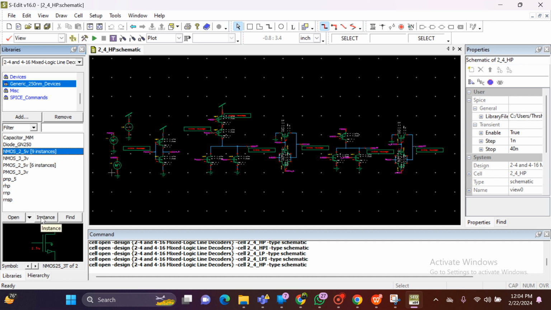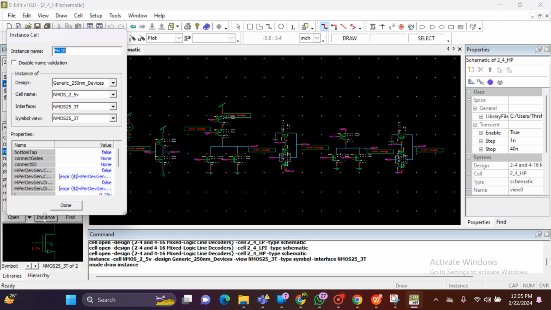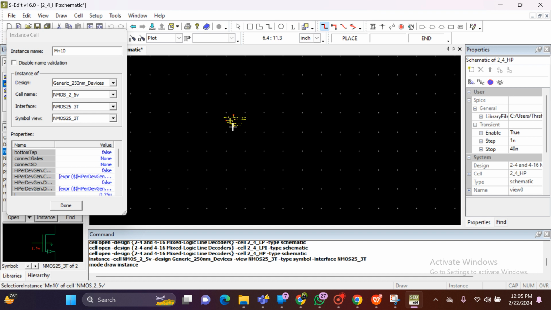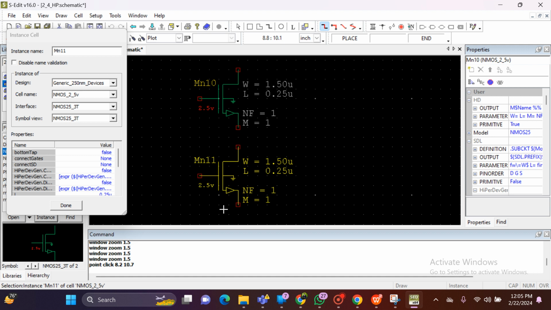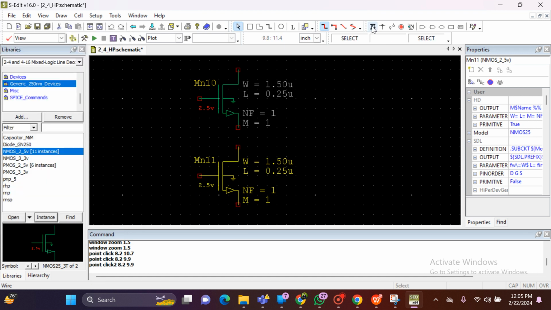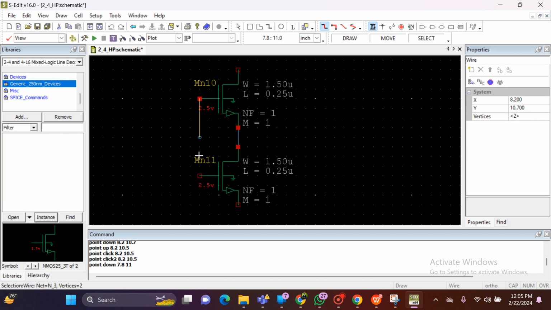We need to click on this instance button, and I'm dragging my mouse in this black area. I'm placing it anywhere, and you can place any number of transistors here. Here we have a wire, soldering point, and connection point, all given. With the help of the wire, we will complete our circuit. I'm just giving an example here. Give the connections whatever you want.